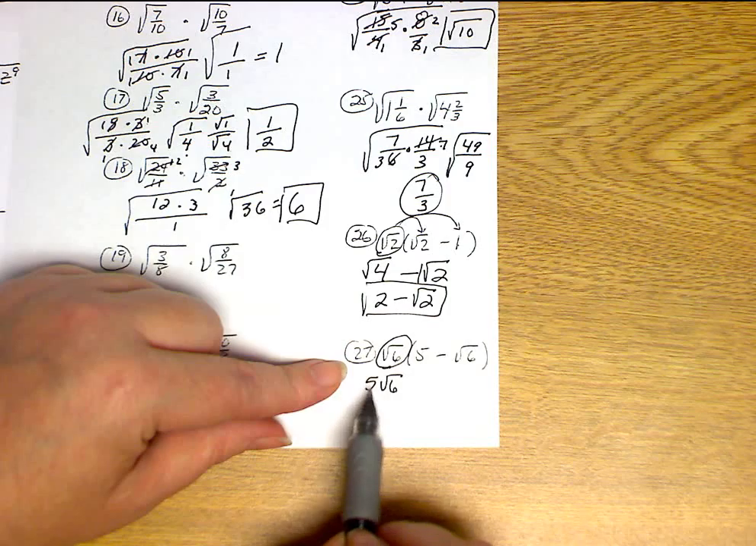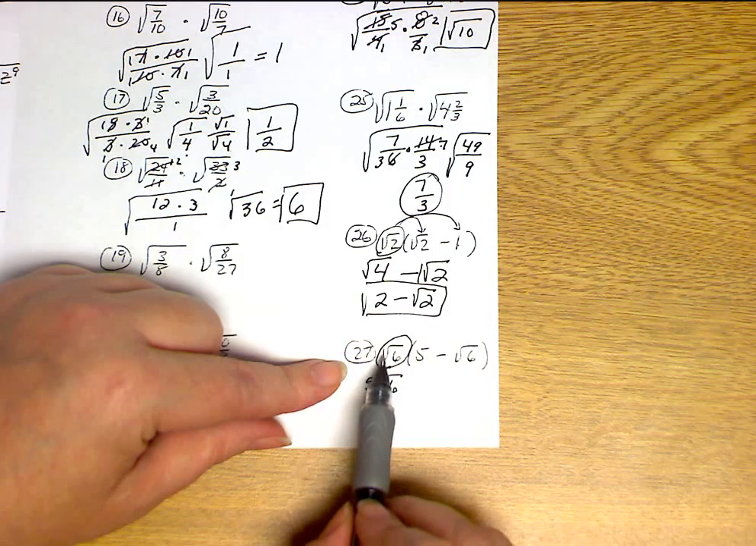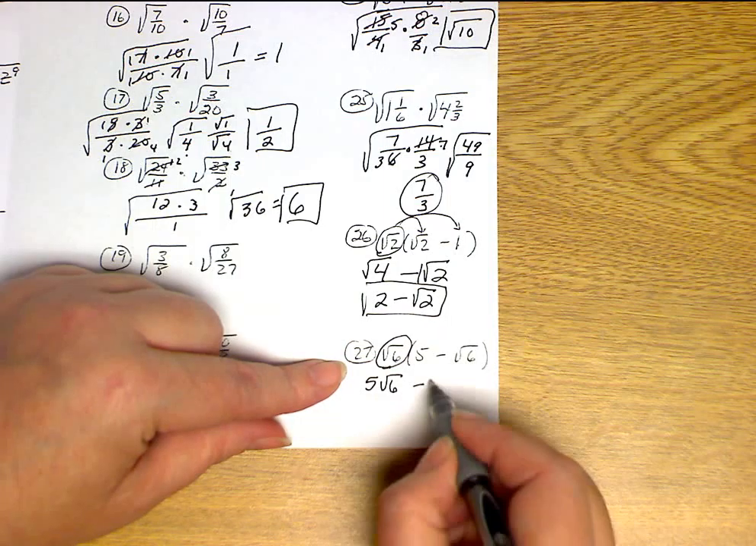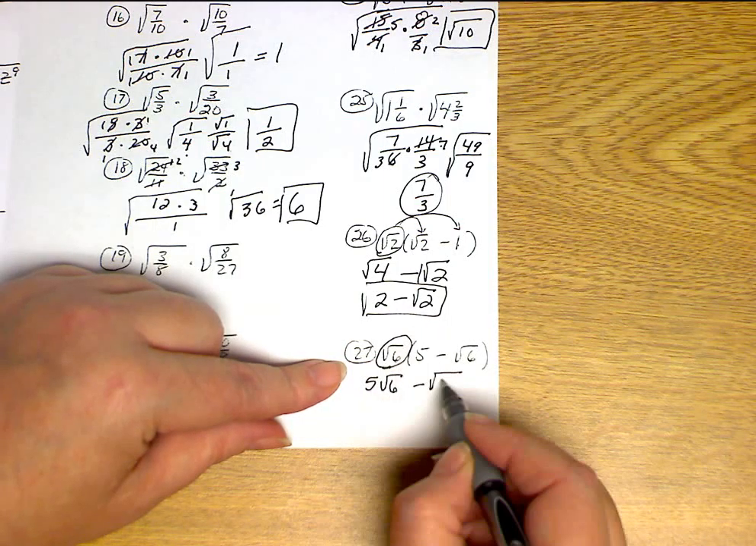So then if you take the square root of 6 times the square root of 6, when you multiply radicals you multiply underneath. So square root of 6 times square root of 6 is square root of 36.